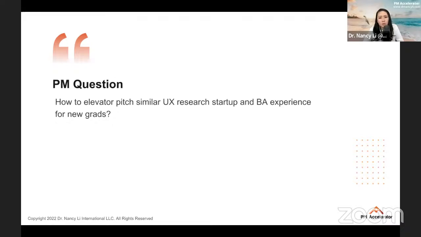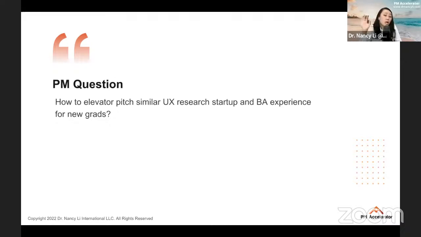MAB experiment, BA experience for new grads. Sounds so weird. How to do elevator pitch to similar UX research startup. Please complete the sentences. And BA experience for new grad. Is this not product management interview questions? Sounds so weird. And the sentence wasn't complete.